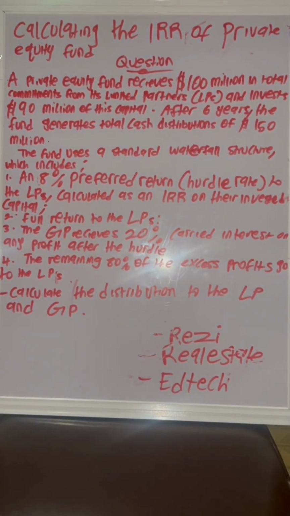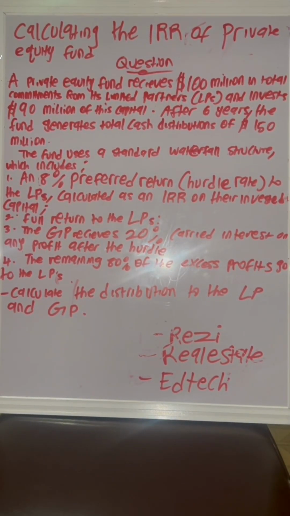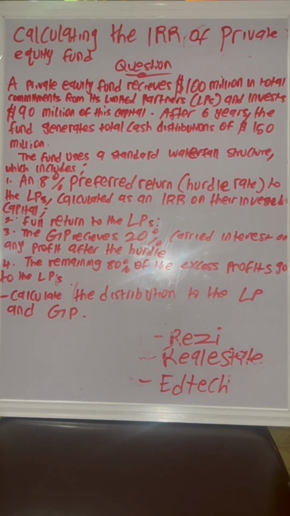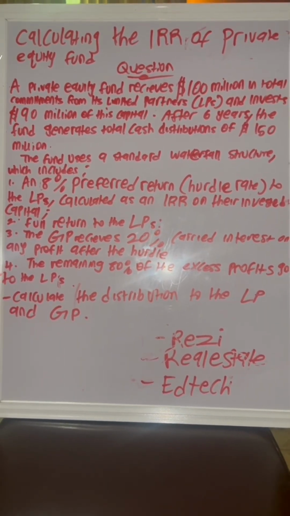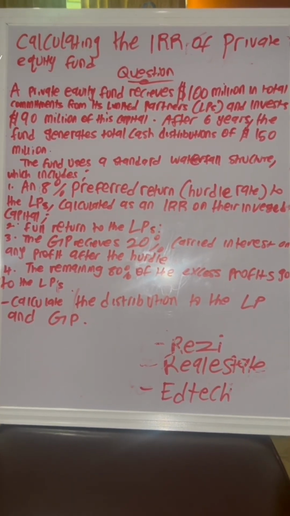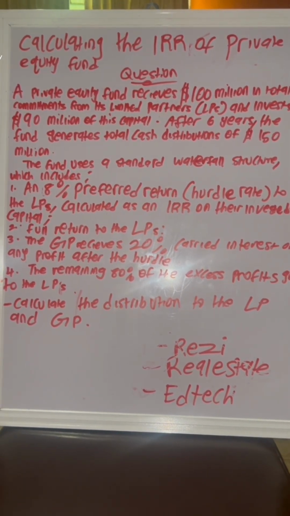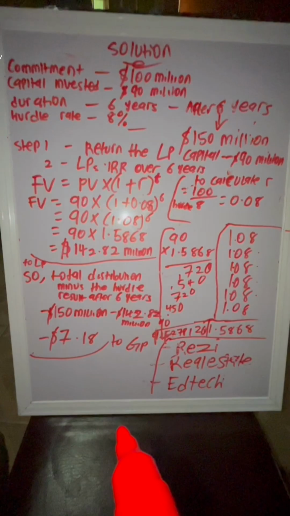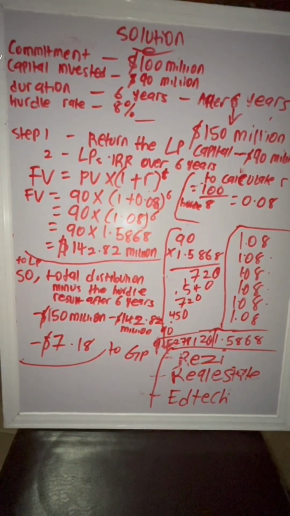So basically, that's it. 100 million commitment, 90 million invested by the limited partners over 6 years. Our hurdle rate is 8%. This calculates what the GP and LP receive. So this is where it comes up.